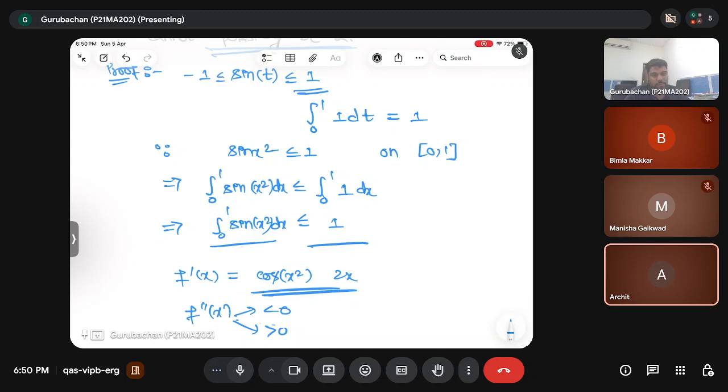Okay, if it is the increasing function, then I think sine 1 will be the maximum value. On 0 to 1 it's obviously an increasing function. Can we say that? Yes, sir, we can say that. Are you sure? Yes, sir, I am sure.